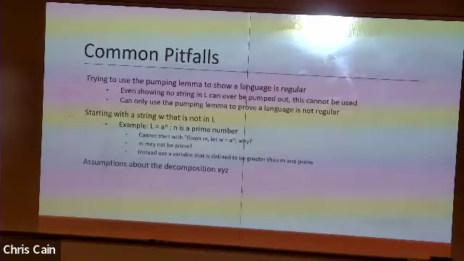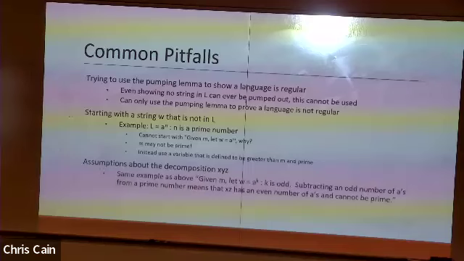Some additional assumptions about the decomposition of X, Y, and Z. We're going to use the same example, a to the n, such that n is a prime number. You could say something like, given M, let W equal a to the k, such that k is odd. Subtracting an odd number of a's from a prime number means that xz has an even number of a's and cannot be prime. What issues do we see? Where's the flaw in this logic?